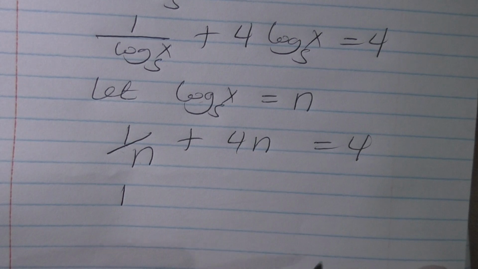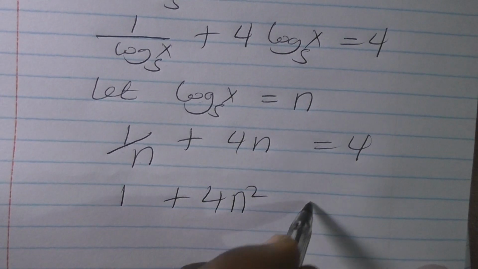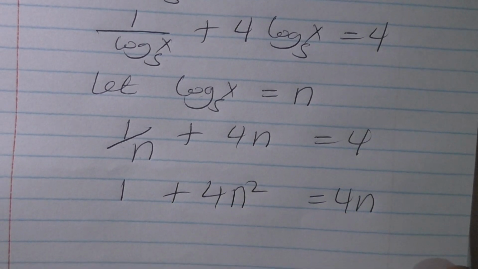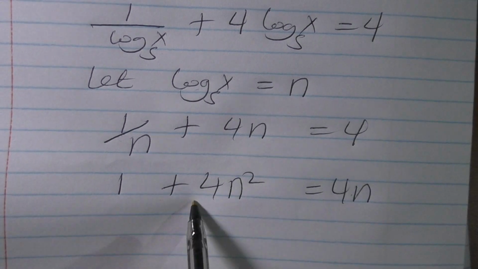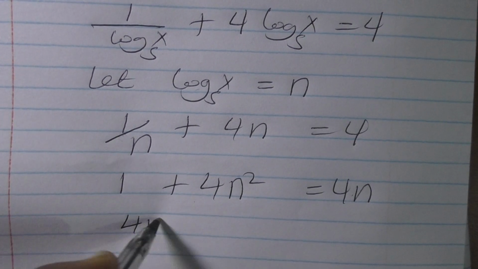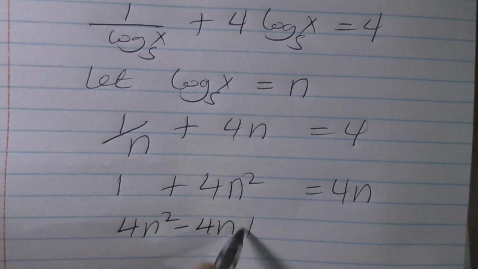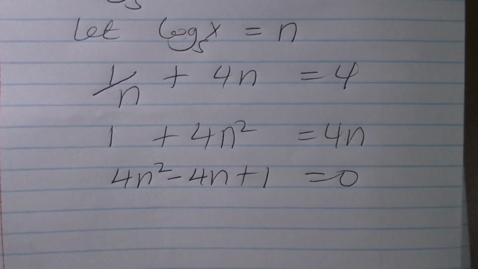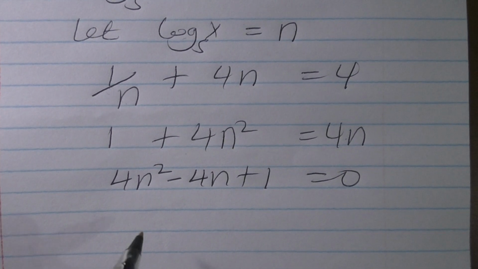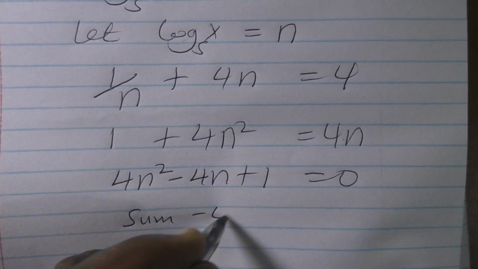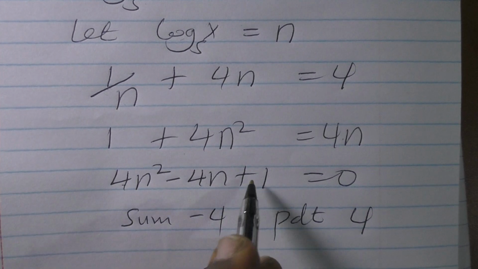This gets us 1 when you multiply by n, and 4n squared equals 4n. If we multiply through by n, we come up with that. We take this one to the other side, we create a quadratic equation of 4n squared minus 4n plus 1 equaling 0. This is a quadratic equation which we can solve. And the sum will be negative 4. The product will be 4 since we are multiplying this and this.